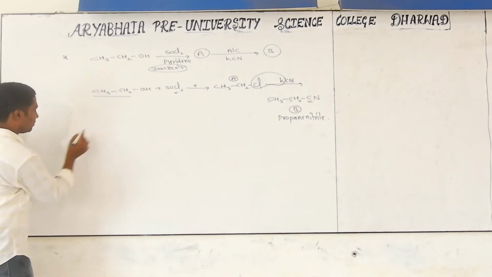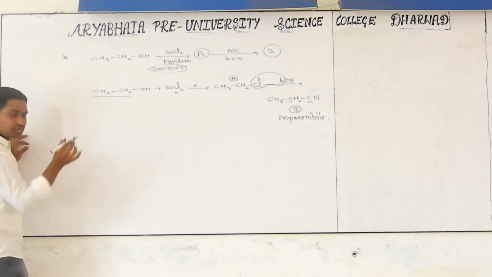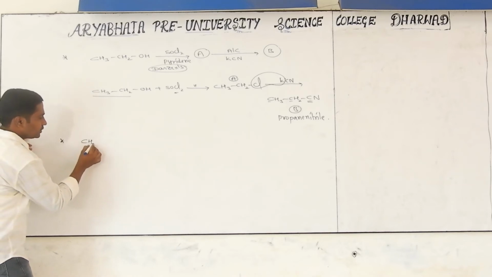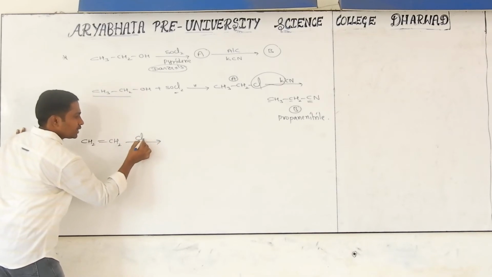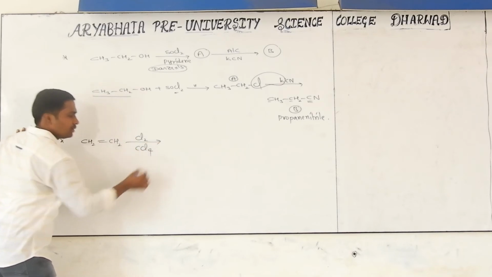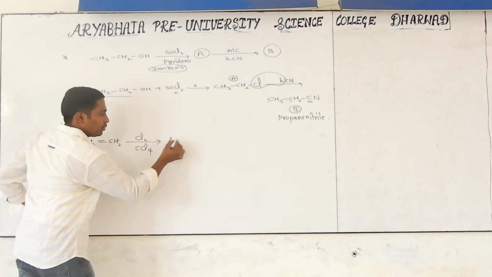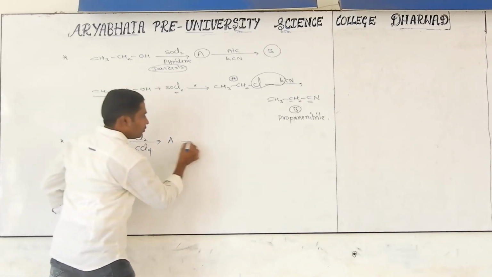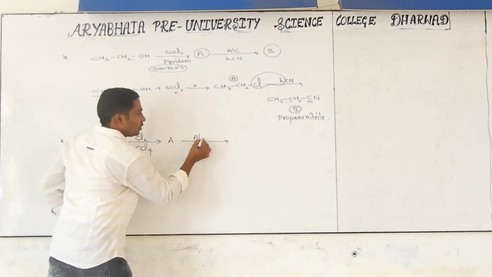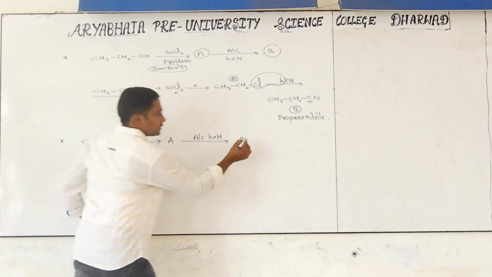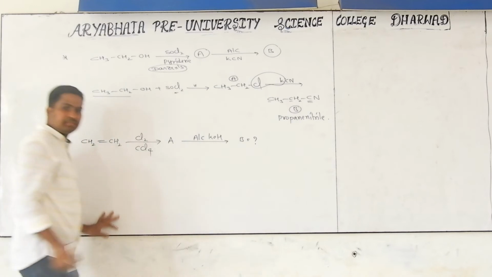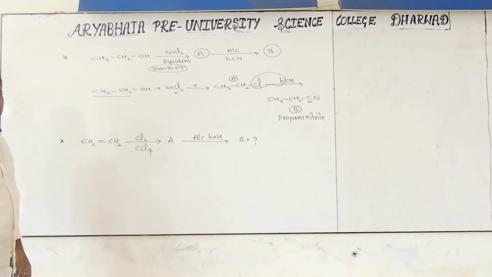Are you all getting it like this? So I will give you some other questions, a related concept, see carefully. For example, CH2=CH2 will be involved in the reaction with chlorine in presence of CCl4. We are getting a compound A. This compound will be treated with alcoholic KOH. We are getting B. What is B, it is asking. This will be competitive bits.